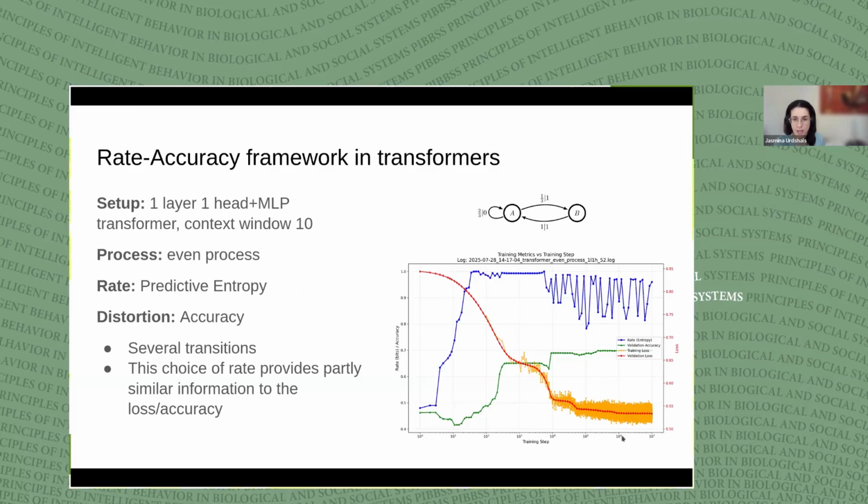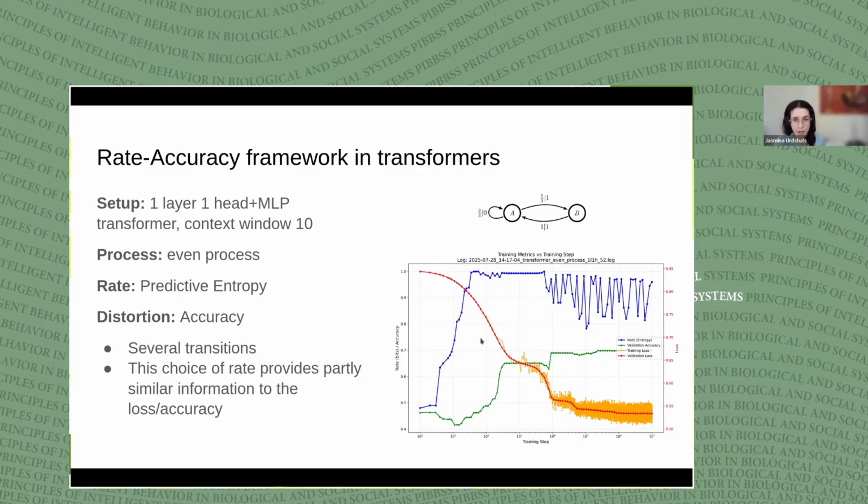And you see them as they evolve during the training as a function of the training step. You see the validation loss in red, the training loss in yellow, and that is in linear scale, and that's why it looks off compared to the other measures. And then there's also the validation accuracy in green. This is just our distortion measure, but also the normal accuracy that you would calculate if you would train this transformer model without having the rate distortion framework, and the rate in blue.